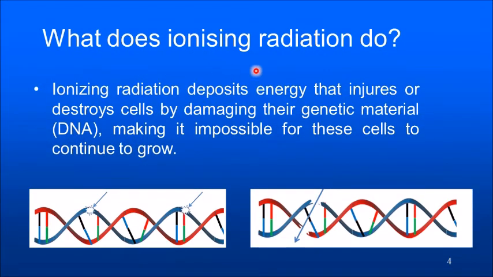What does the ionizing radiation do? Ionizing radiation deposits energy that injures or destroys cells by damaging the genetic material, that is the DNA, making it impossible for these cells to continue to grow. As you can see in this picture, they come and damage the DNA.